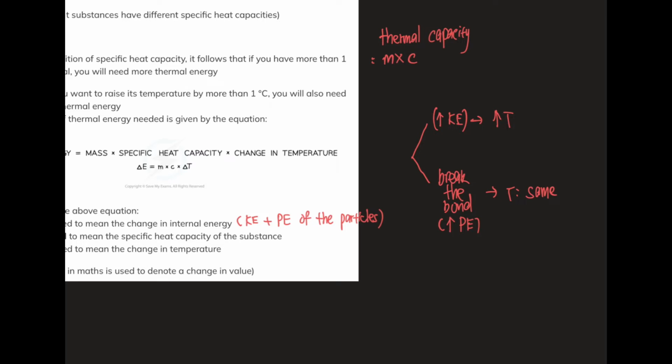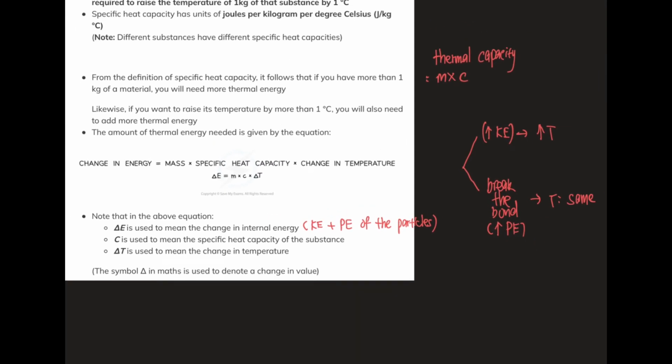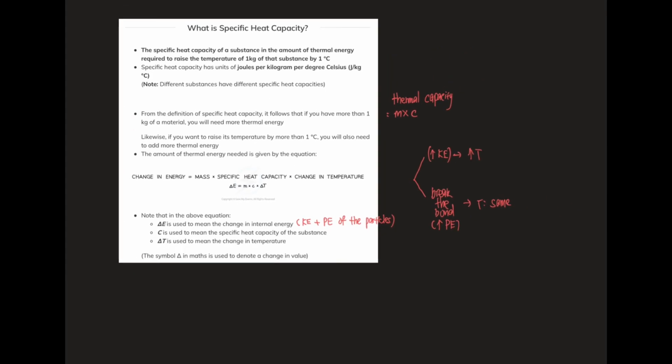You have to take it in these two particular ways. Increase the kinetic energy, temperature increases. If you are increasing the potential energy, you are breaking the bond. Melting or boiling is happening, and at that time, temperature is the same. That is internal energy and its relationship with melting point, with the breaking of the bond, and with temperature. I'm trying to make it clear now.